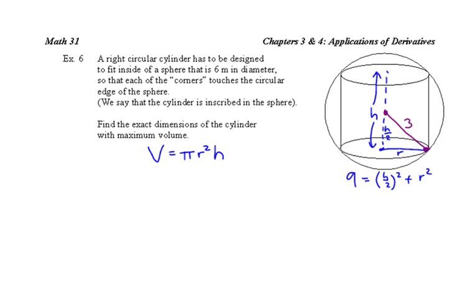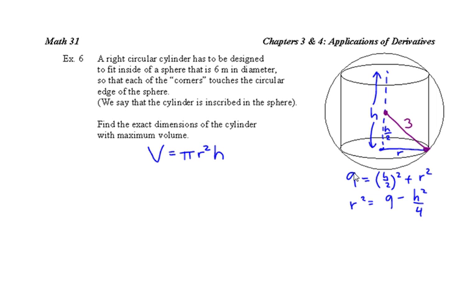Now we have to replace one of these variables here. Which one would be the easiest? R. We can actually even write it as r squared equals, and just replace r squared. Okay, so r squared is equal to 9 minus h squared over 4. I didn't bring in the square root, since why square root something and then just square it again? Exactly. Waste of time.